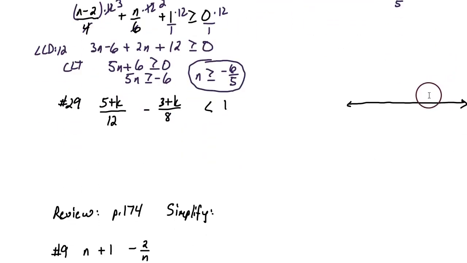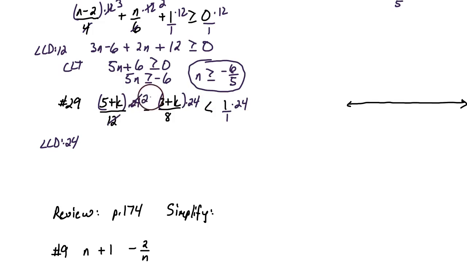Number 29, let's solve that the same way. Whenever you have an equation or an inequality with fractions, the technique is to clear the fractions. And the way that's done is to multiply everything by the lowest common denominator. This is 12, this is 8, this one's 1. The LCD is 24. So you times by 24, don't forget parentheses around the binomial, times by 24, parentheses again, and then times by 24.